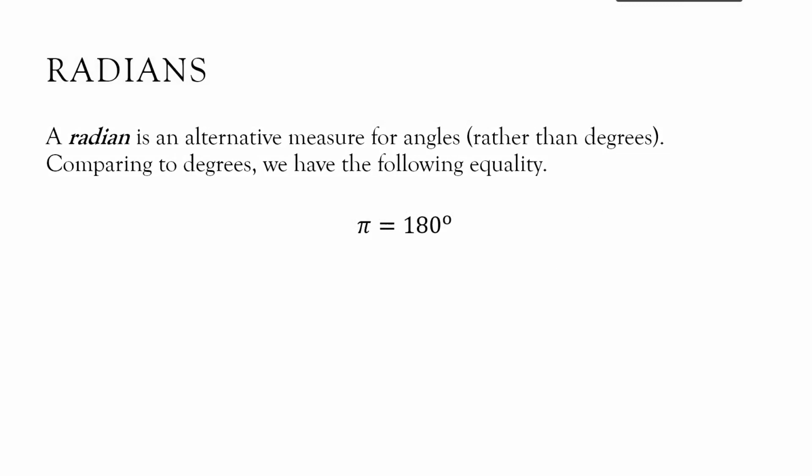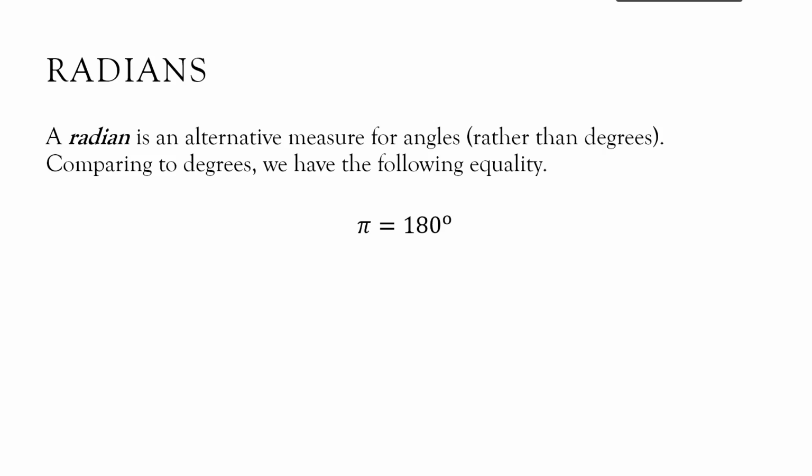So, what is a radian measure, or what is a radian? A radian is an alternative measure for angles, like I mentioned earlier. And if I want to compare it to degrees, there's actually a little bit of an equality that we have. In radians, we say that pi is equal to 180 degrees. So we're going to be using this idea pretty much through the entire term.